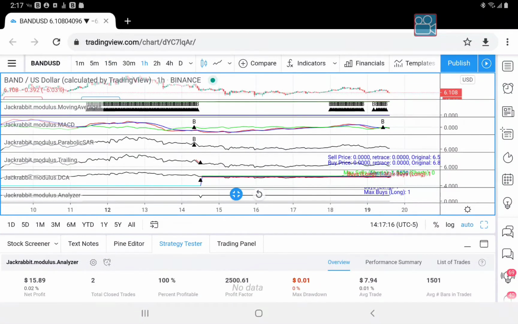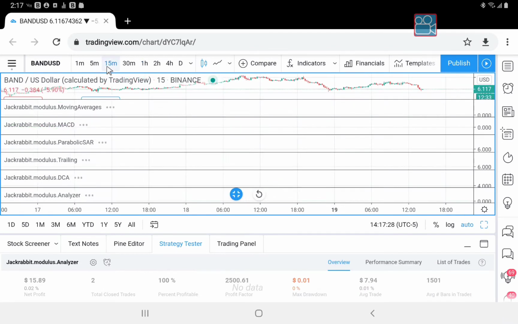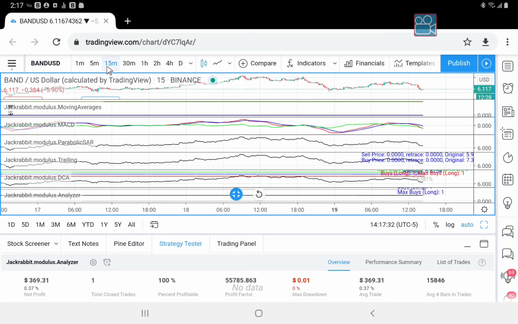And as you can see, when you look at the 1 hour chart, the numbers are a little bit more reasonable in terms of what you would expect versus the 15-minute chart. And this is why it is so important that you really look at every single time frame. You want your maximum buys to be consistent in every single time frame, regardless of how erroneous this number may be.